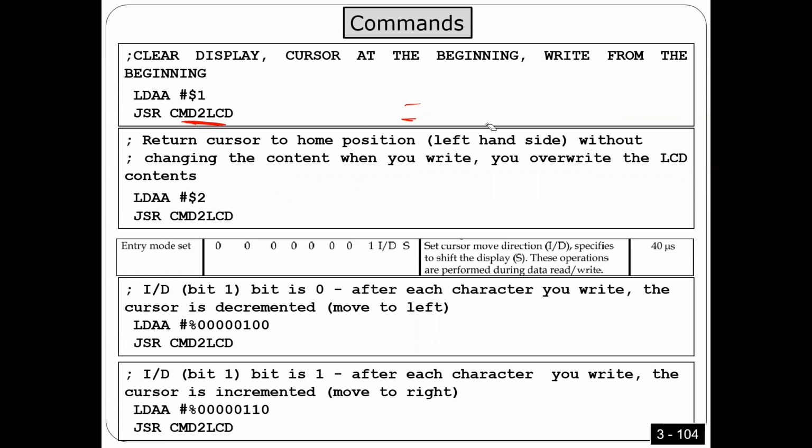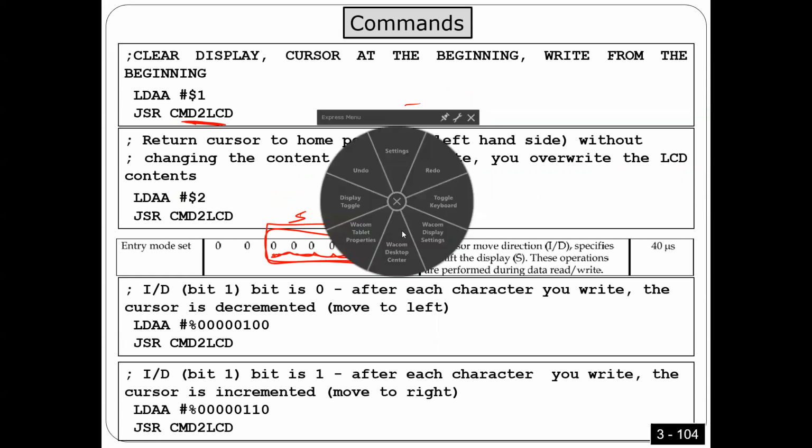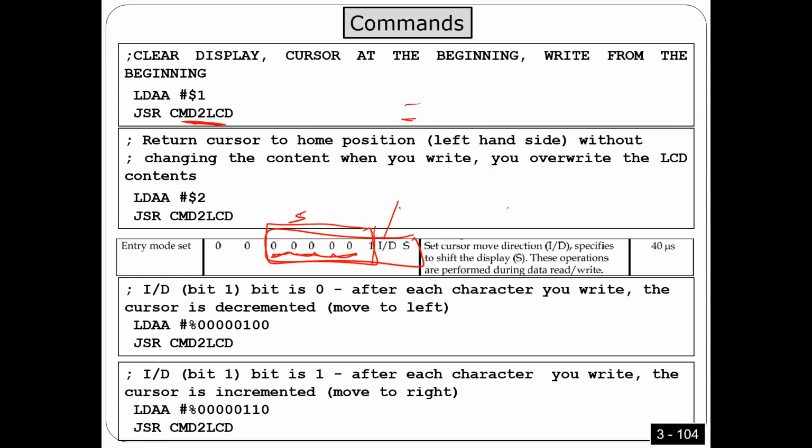In the next one here, guys, as you see, you are going to put 5 zeros and 1. These are fixed: 5 zeros and 1. And now we have 2 bits that we can change. One is called S and the other is called I/D. Let's see what happens when you change these bits.